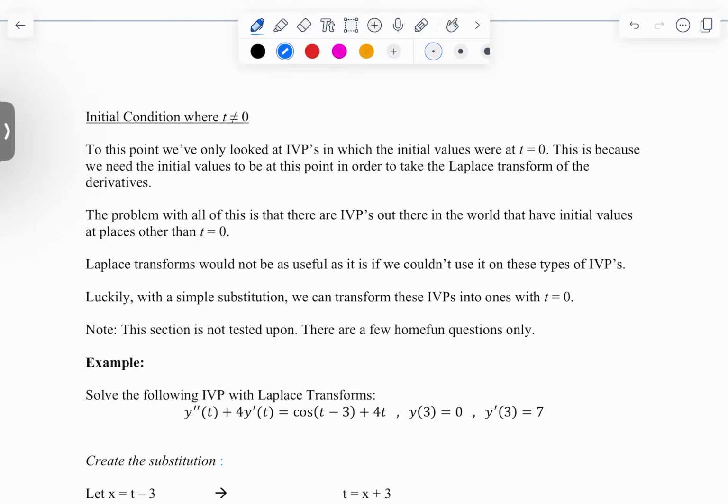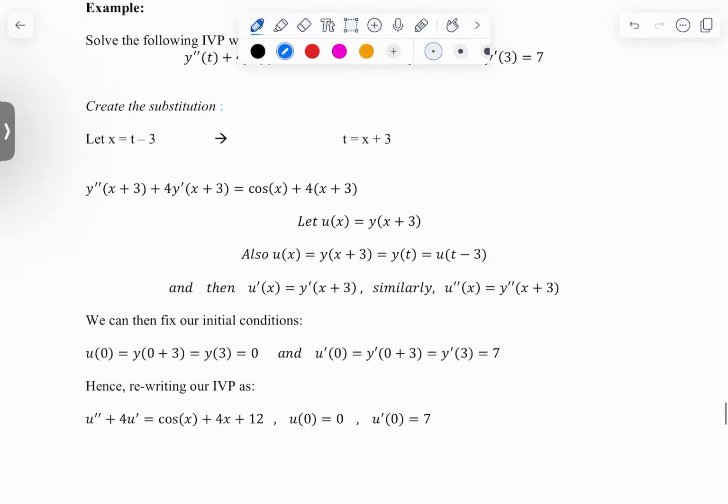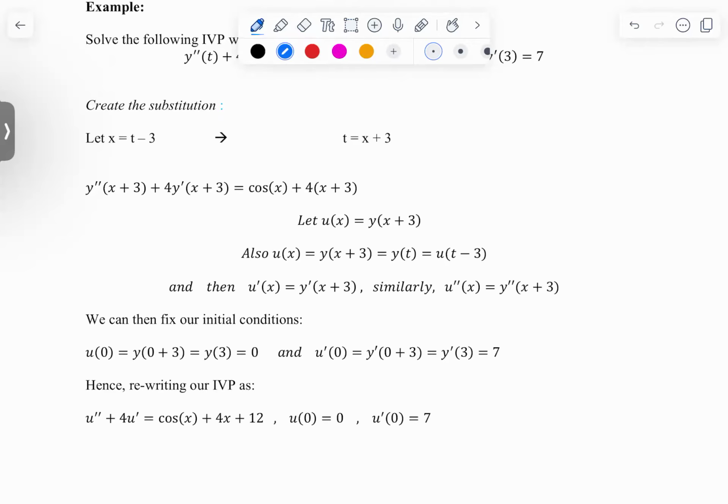I want you to be aware that, of course, we can solve when the initial condition is not 0. It's just you have to start with an initial step: you do a transformation. In this case, notice the initial condition is 3. So let x equal t minus 3. And oh, look, when I put that in, 3 minus 3, it sets it back to 0. That also means that the function has to transform a little bit, because if x equals t minus 3, t equals x plus 3.